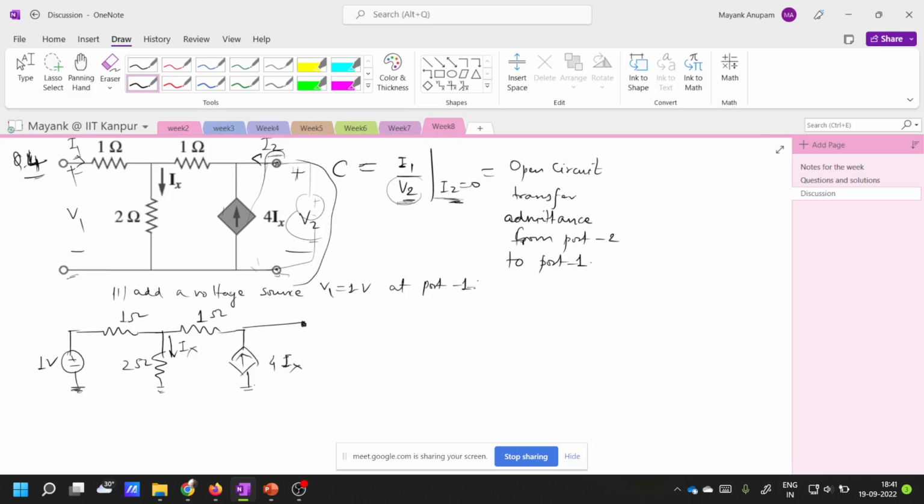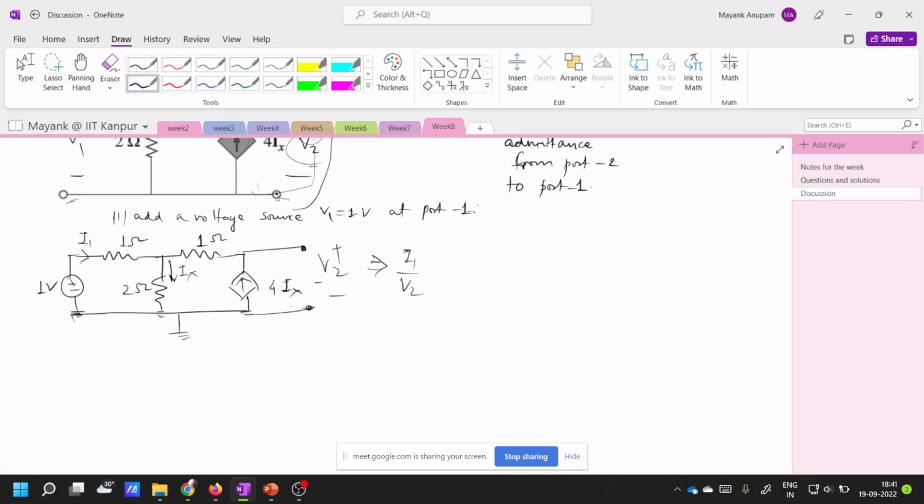Then you have this port here. This is ground, common ground, and this is V2. Okay. So what you have to do now is simply find out what V2 is and what this current I1 is. And after you do that, you will find the ratio I1 by V2. Okay. So let's do it.